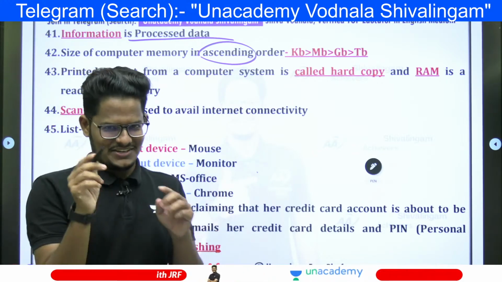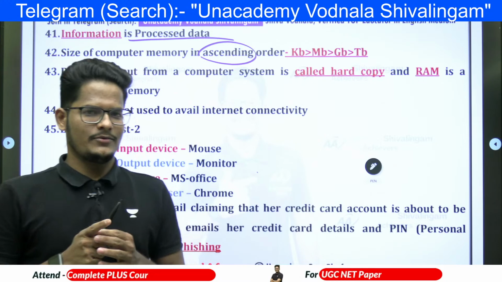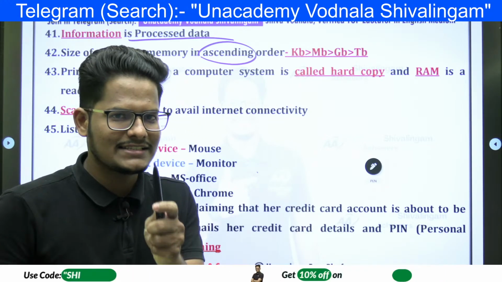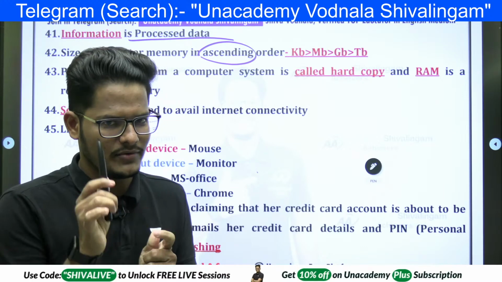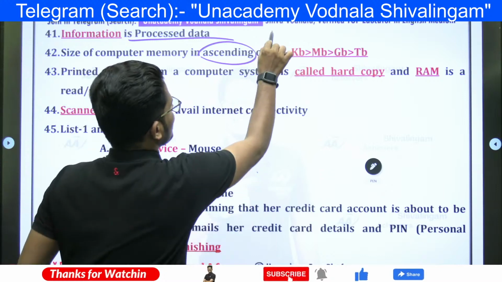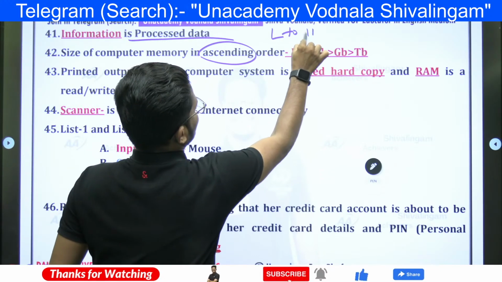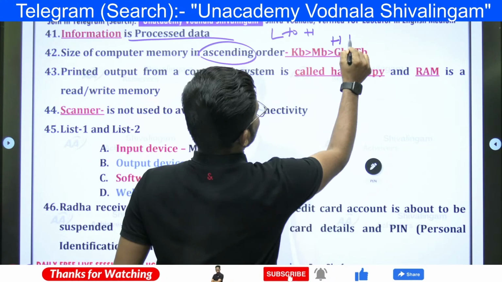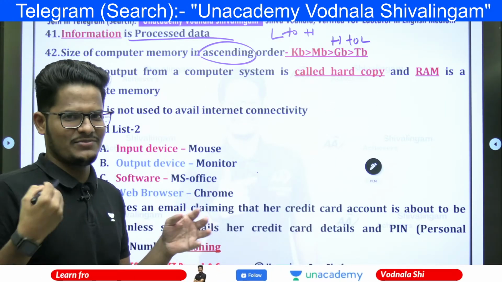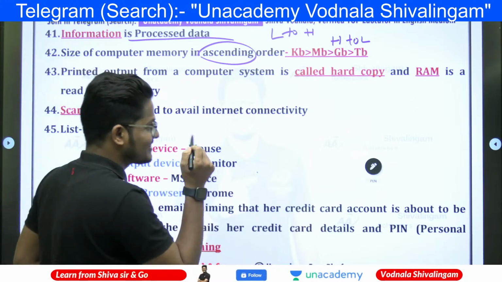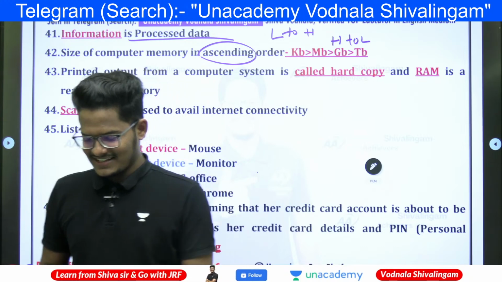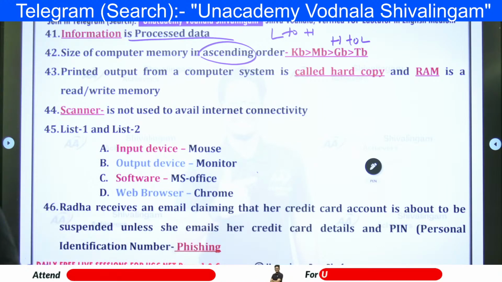Size of computer memory, ascending order. This is confusing, isn't it? Tell me honestly, how many of you, when you look at an ascending or descending order question, directly see these statements without first writing low to high or high to low? First you will check, at least a self-evaluation will be there. Is ascending low to high or high to low?